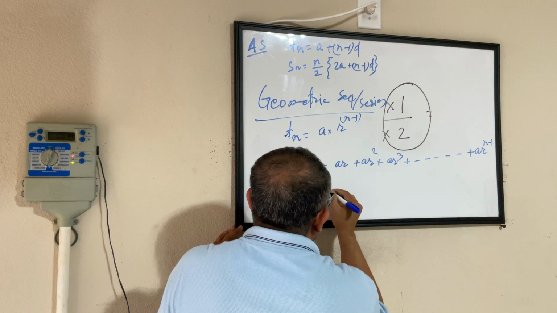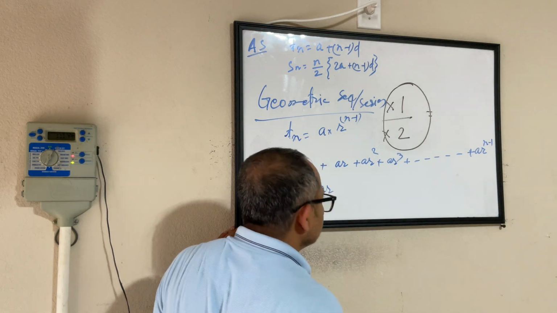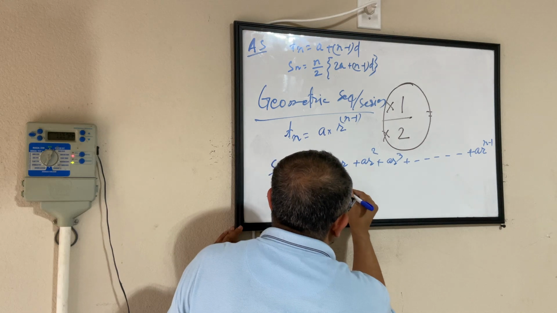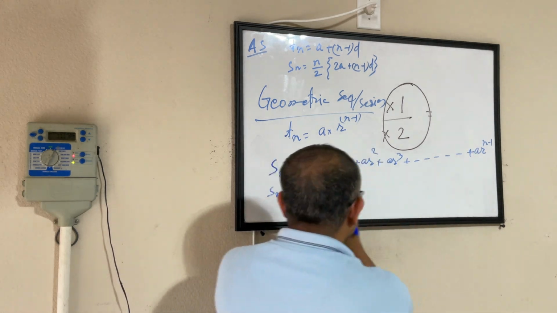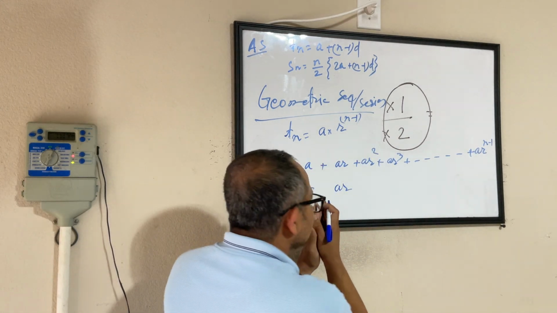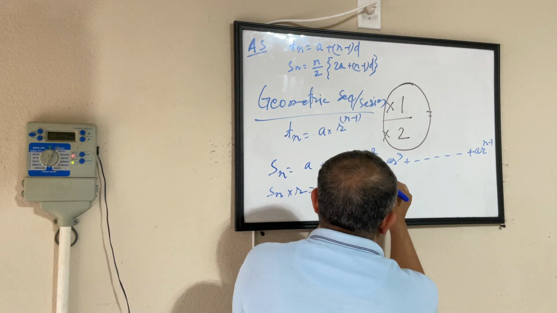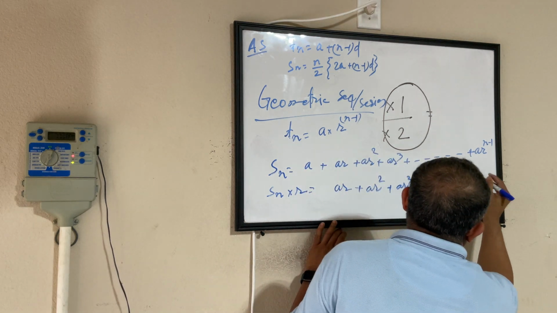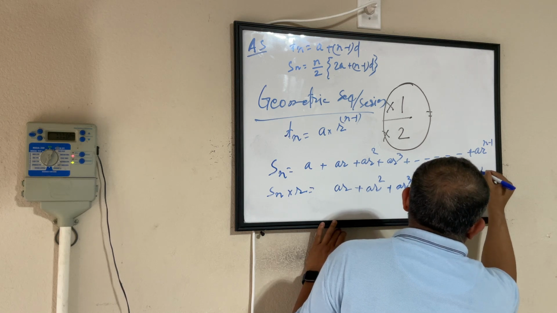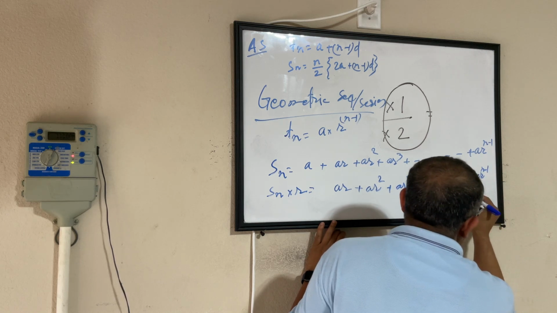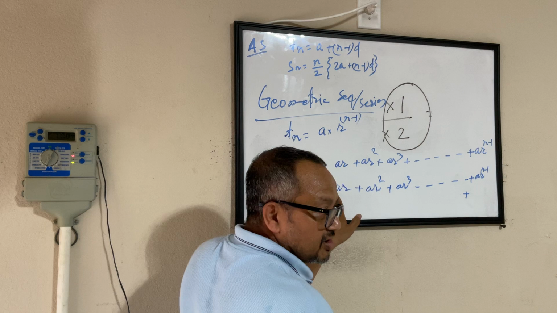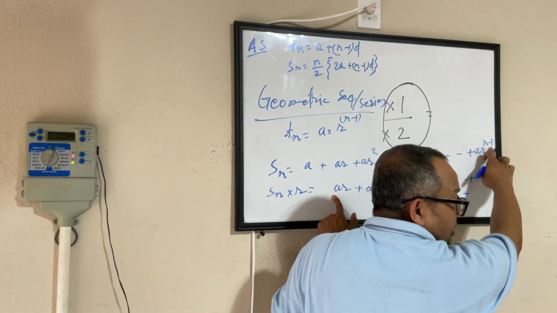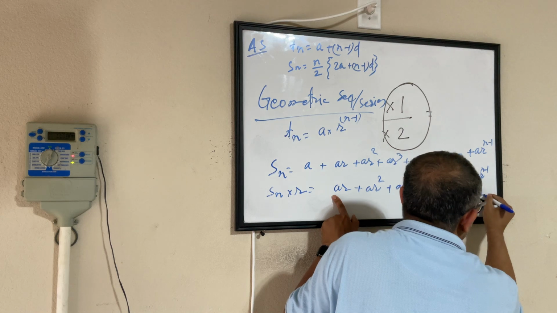My a will become ar. So what I will do is I will start writing it leaving the first place. ar squared, ar cubed. At this place it will be ar to the power n minus 1. And then there is one extra term because I have multiplied by r. My last term is getting one extra r. So this becomes ar to the power n.